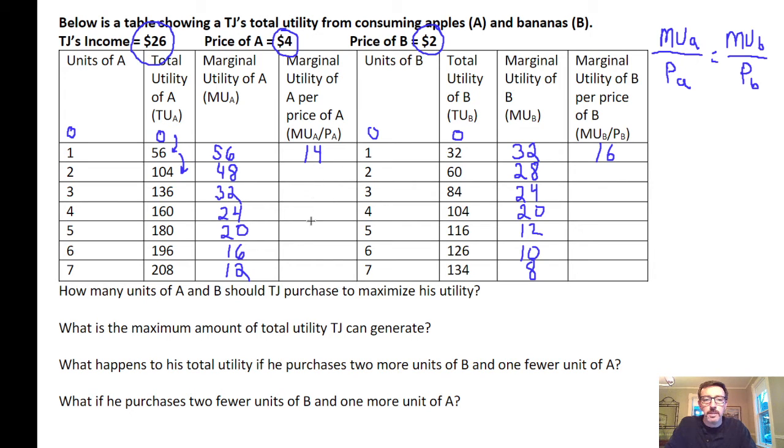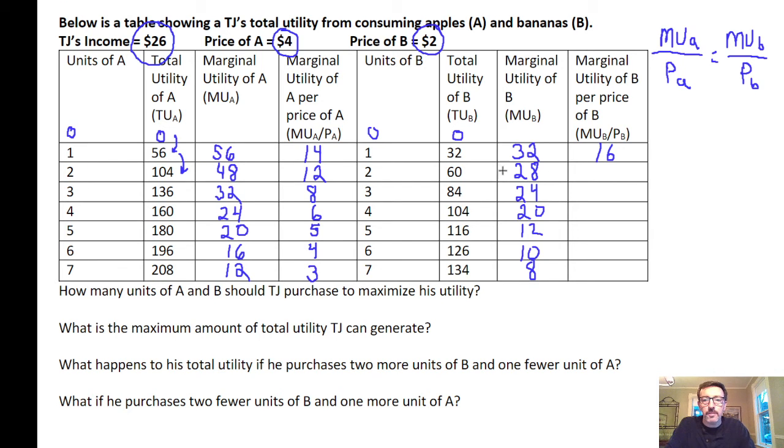So let's go ahead and continue these two columns to get these numbers, and then we'll come back and start thinking about what to buy and how much of each. So I'm simply going to take the marginal utility and divide it by the price at each quantity of apples. So 48 divided by 4 is 12. 32 divided by 4 is 8. 24 over 4 is 6. 20 over 4 is 5. 16 divided by 4 is 4. And 12 divided by 4 is 3.